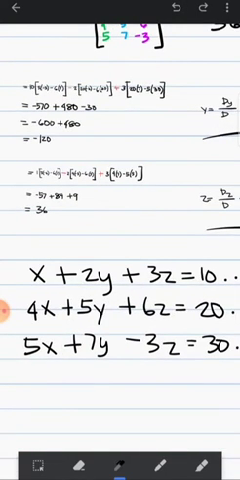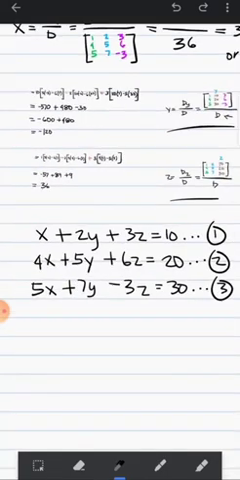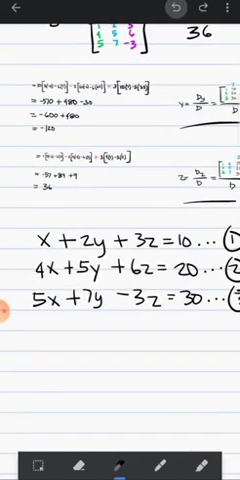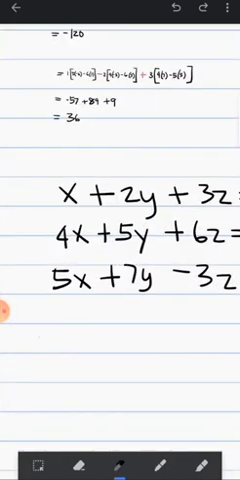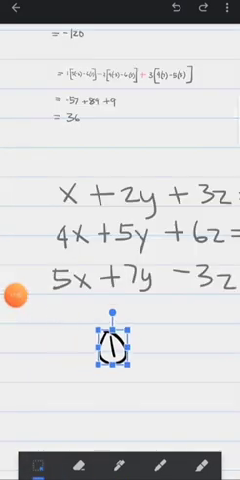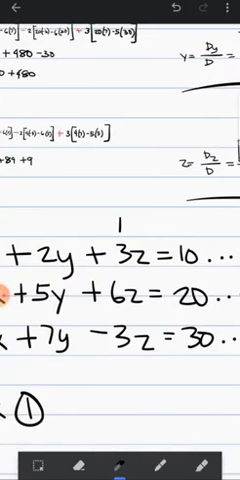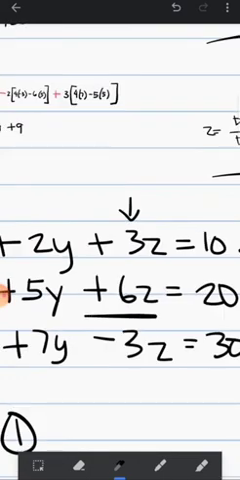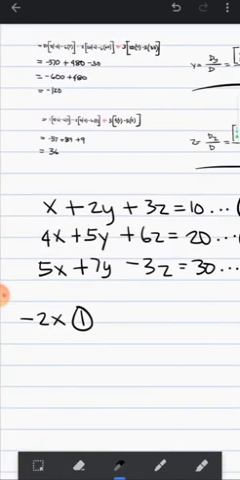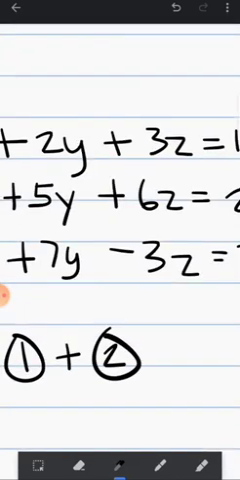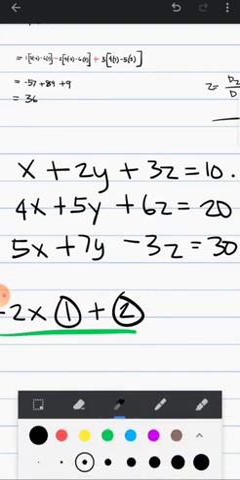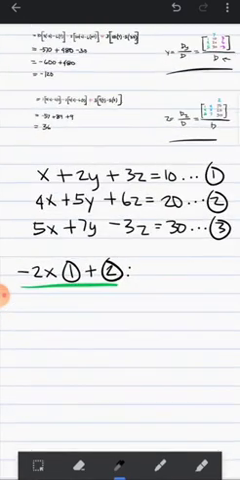So let's eliminate y or z. To eliminate z here, focus on this equation. I will have to multiply equation 1 by a constant which is negative 2, so that this term will become negative 6, and if I combine it with equation 2, it will give me 0 on that z. Right? So negative 2 times equation 1 plus equation 2. So this would be our first step, our goal to eliminate z.